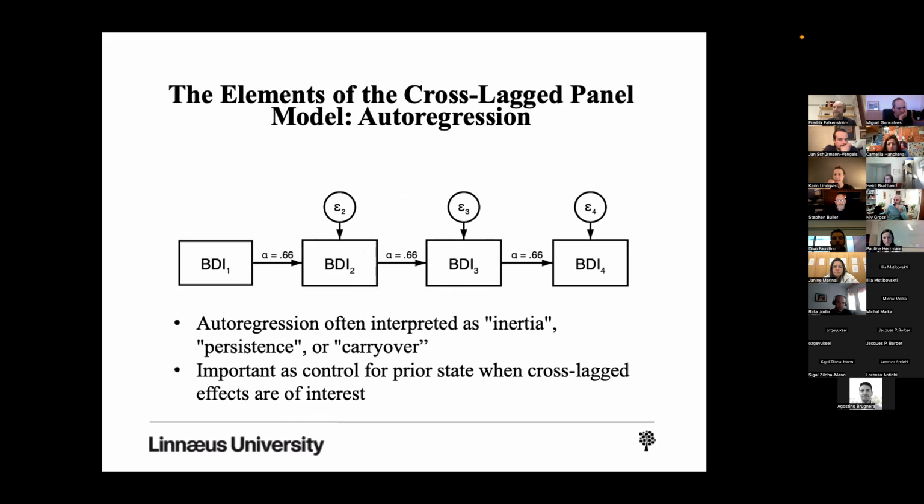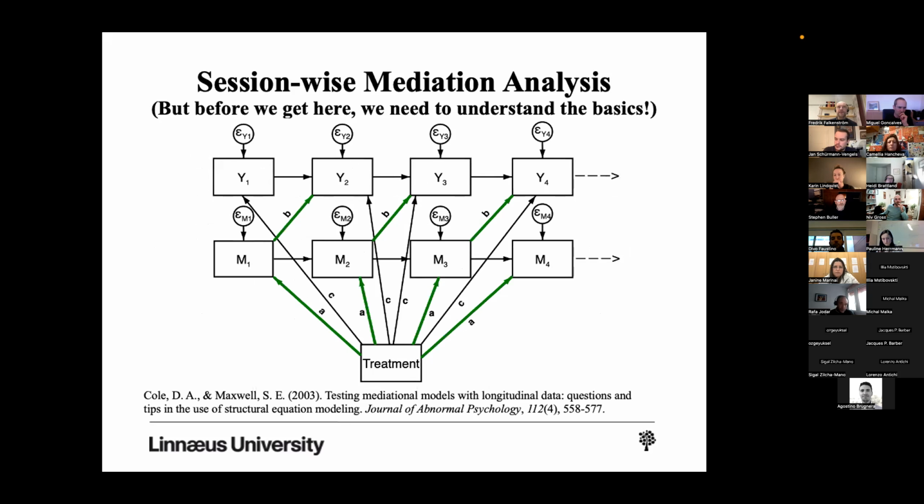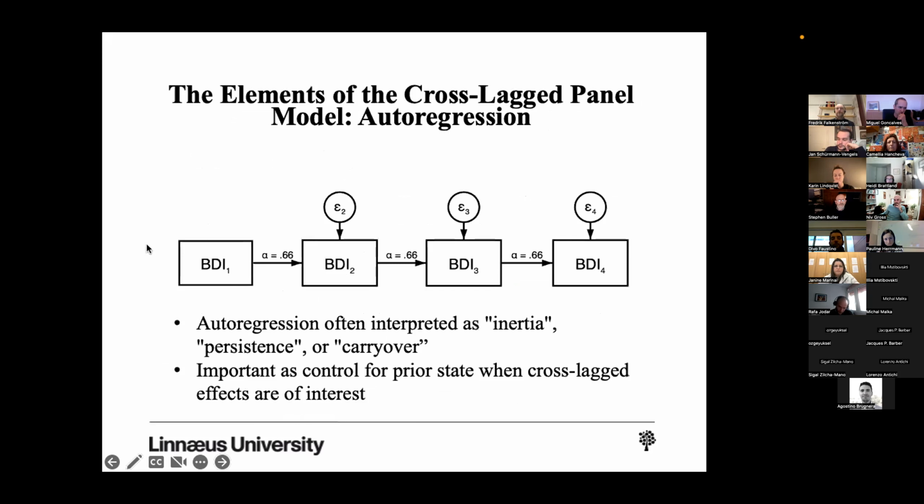So we have these various elements of the cross-lagged panel model that I showed you before. One of these elements is the so-called autoregression. If I go back to this image, we have these horizontal arrows, and we also have them here in the mediator. This is often interpreted as inertia, something that is kind of stability, though it's not exactly the same thing as stability. Sometimes it's called persistence, or carryover, something that is carried over from the previous measurement of the same variable.